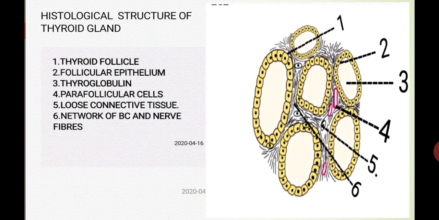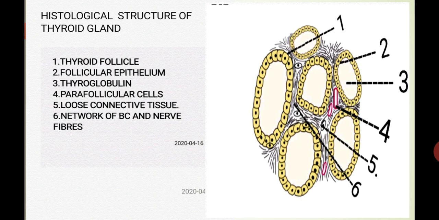Refer to the diagram. In that diagram, 6 labels are there. Label number 1 is the thyroid follicle. I repeat, it is a thyroid follicle. Label number 2, one layer is seen. It is the follicular epithelium. Label number 3 is thyroglobulin. Label number 4, parafollicular cells. Label number 5 is loose connective tissue. Label number 6 is a network of blood capillaries and nerve fibers.